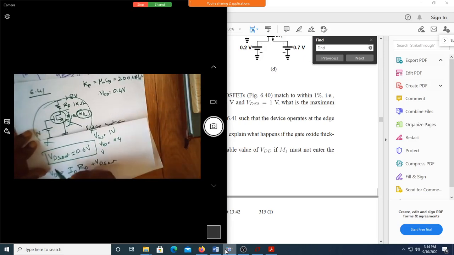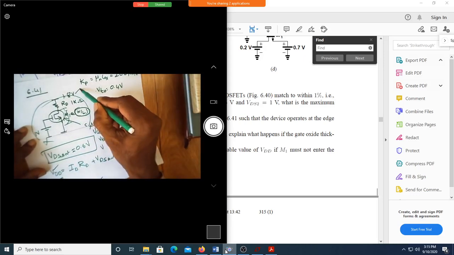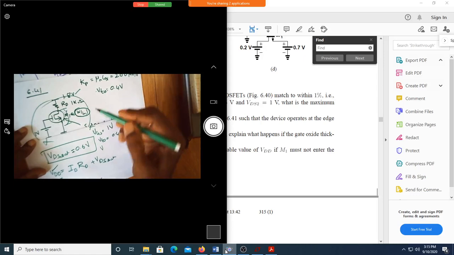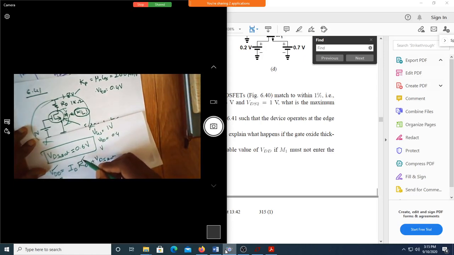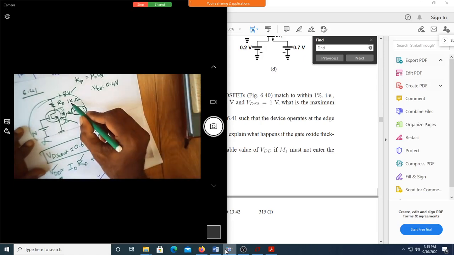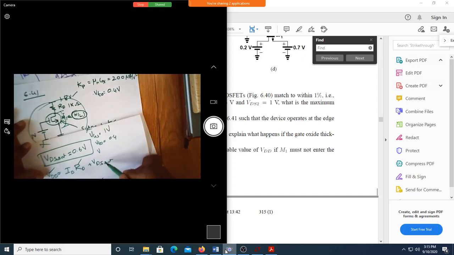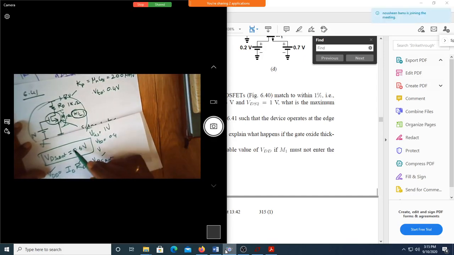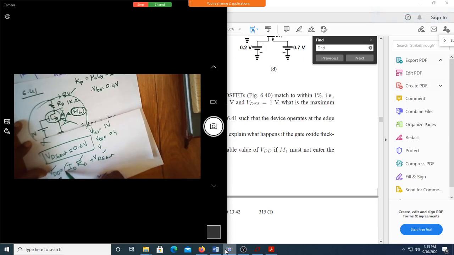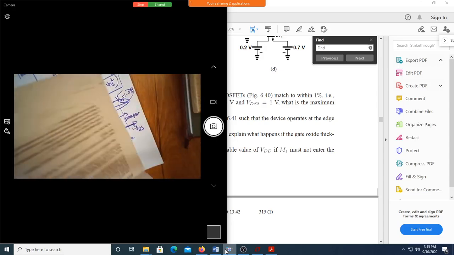Do I need VDD? 1.8 I know. Do I know RD? 1 kilo ohm. Yes, sir. I know 1 kilo. Do you know what is VDS sat? Yes, sir, 0.6. In this case, I don't know only ID. Can I find ID now? Yes, sir. How do I find ID?